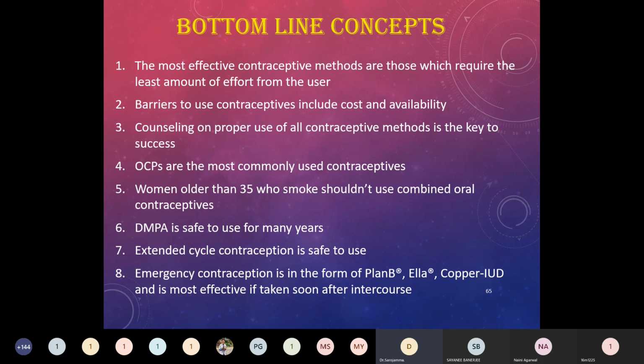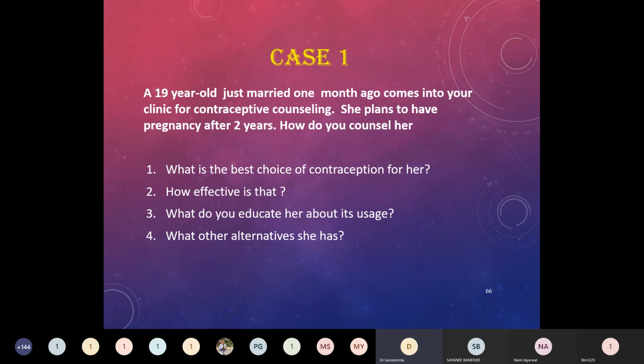There are a set of women who need extended cycle. And emergency contraception is a form of contraception available as Plan B plus copper IUCD, and is most effective when they miss their pills or have unprotected intercourse. And at the end of this presentation, you should be able to answer these questions and solve these cases. I have given you a set of questions. You have to answer these and send it to me, for this assignment for you all.